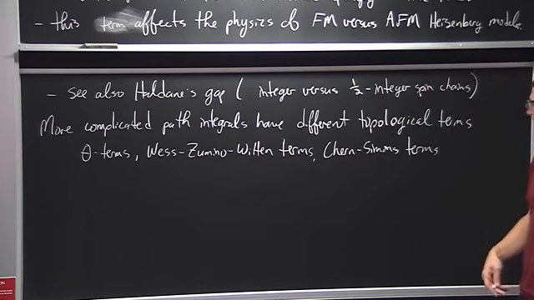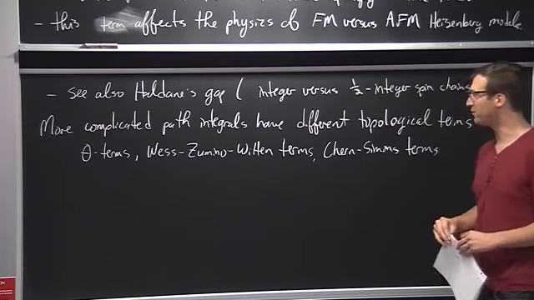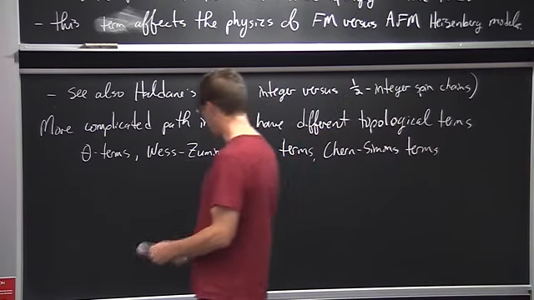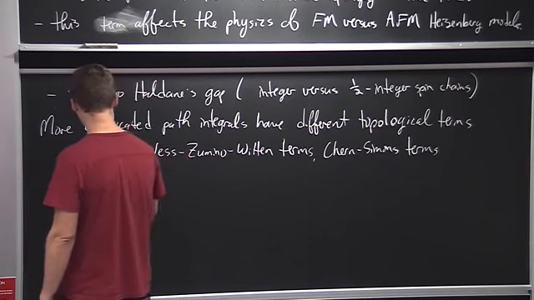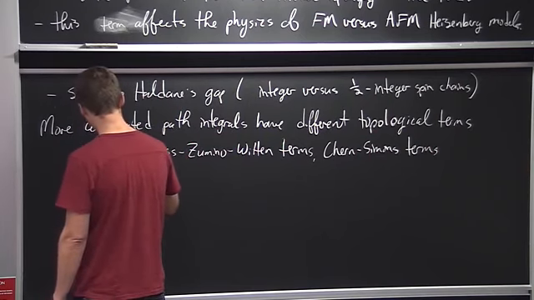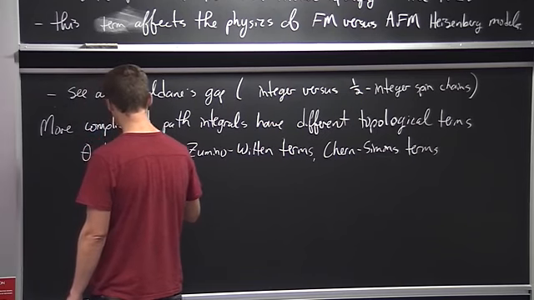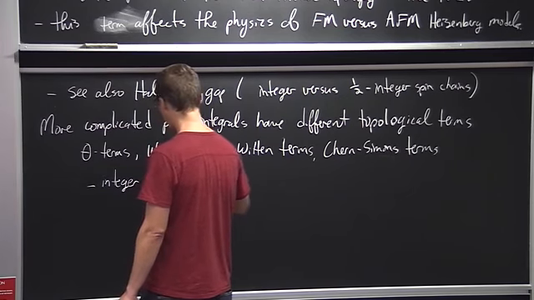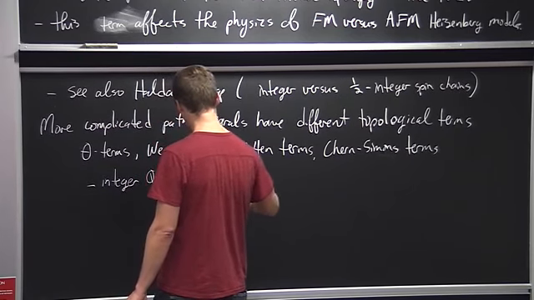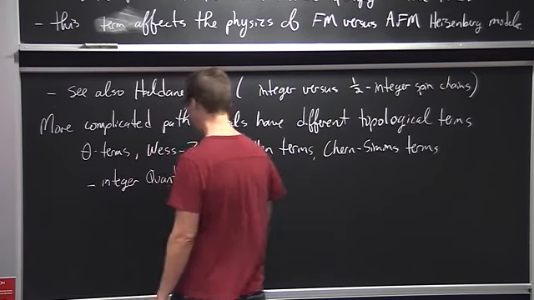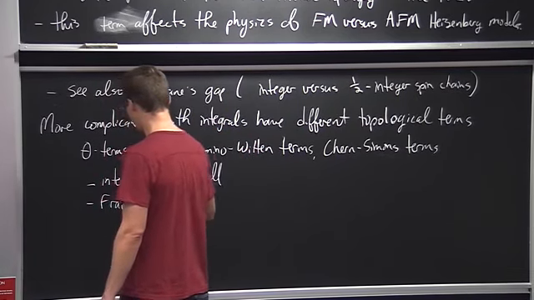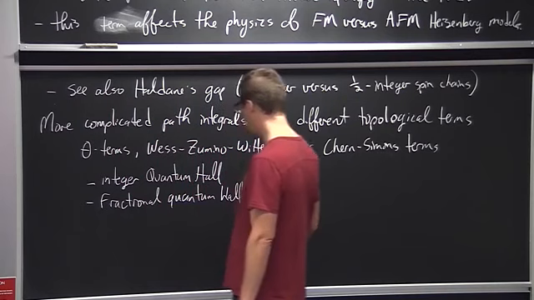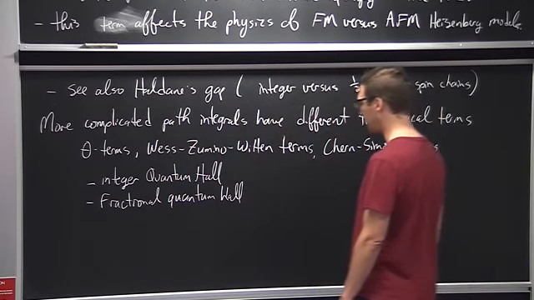So before he did that, he was one of the inventors of this Chern-Simons topological term that affects the physics of the fractional quantum Hall effect. These are all different, but they give you the integer, the anomalous quantum Hall effects. Fractional quantum Hall is what Bob Laughlin got the Nobel Prize for, explaining this fractional quantum Hall.